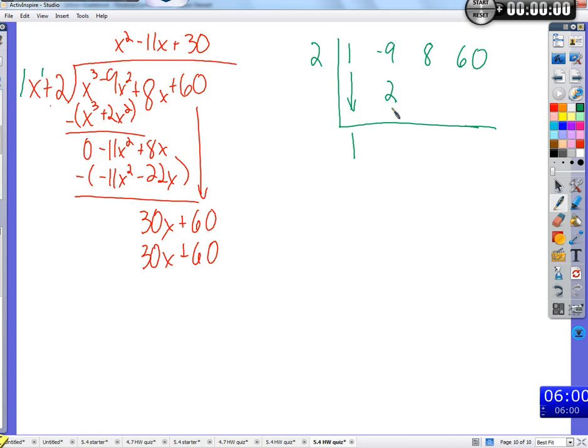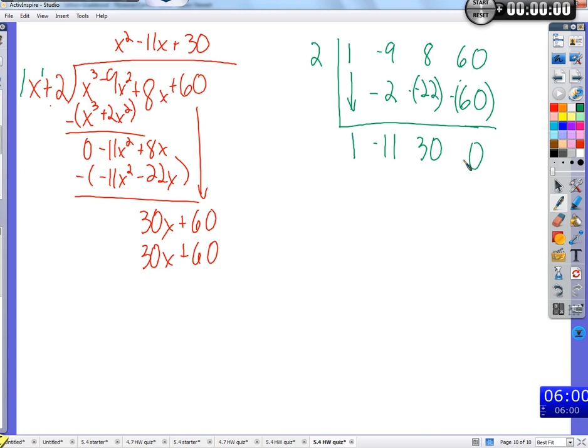What do we do at this stage in the long division? After we multiply the 1 by the 2, we subtract. So we subtract this. Negative 9 minus 2, negative 11. Look at that. 2 times negative 11 is negative 22. We do what then? Subtract. Negative 22. That gives us 30. And 2 times 30 is 60. And we subtract the 60 and 0.